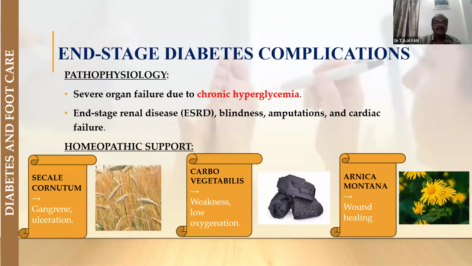Then the last stage of complication, the end stage of diabetes mellitus: you remember Carbo vegetabilis, for weakness with low oxygenation. Then Arnica montana for promoting wound healing. Secale cornutum if it is gangrenous, of the 4th or 5th grade; just think of Secale cornutum.